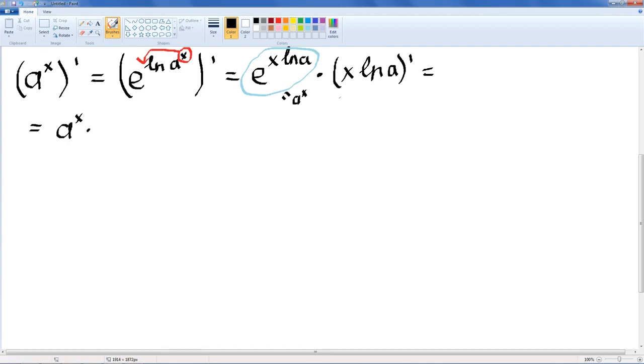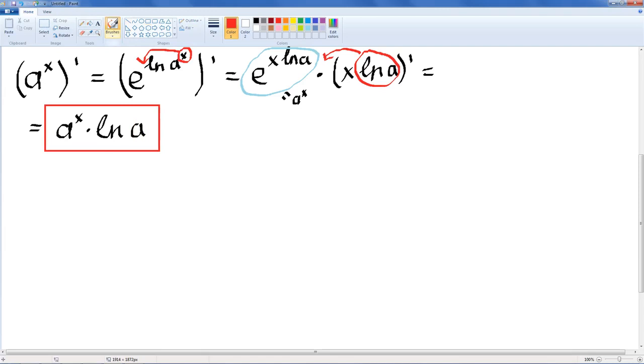Times, now what is the derivative of x ln a? Well, don't panic, because ln a is just a constant, right? Because a is a constant. So what you do is just take this ln a and put it in front, because it's a constant. And so what you're left with is just the derivative of x, and the derivative of x is just 1, which is great. So all you get is times ln a times 1, and you don't have to write times 1. So that is the final answer.